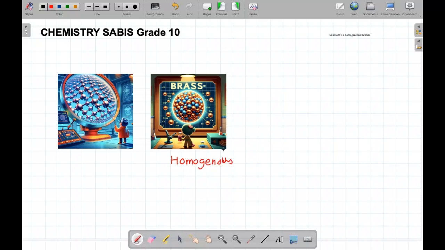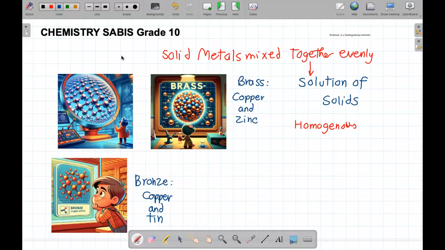And again, what is homogeneous? That's evenly distributed. Every way you look, you find exactly the same combination, or the same amount of atoms of the two metals. These are metals because they are joined. So metals mixed together, metals are always solid. So solid metals mixed together evenly will make a solution of solids. The solid metals mixed together evenly make a homogeneous mixture, making a solution of solids.